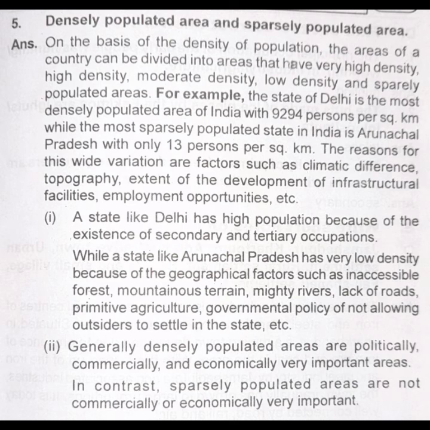The reasons for this wide variation are factors such as climatic difference, topography, extent of the development of infrastructural facilities, employment opportunities, etc. Number 1, a state like Delhi has high population because of the existence of secondary and tertiary occupations, while a state like Arunachal Pradesh has very low density because of geographical factors such as inaccessible forest, mountains, terrain, mighty rivers, lack of roads, primitive agriculture, governmental policy of not allowing outsiders to settle in the state, etc.